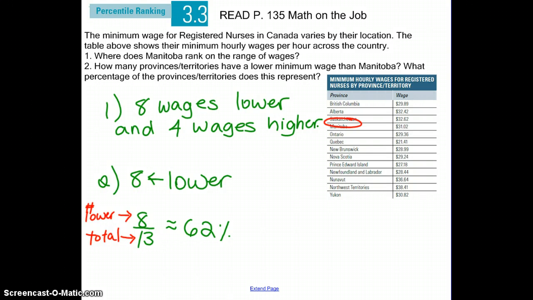Manitoba's right about here, 3102. Then number 2, we want to calculate this number as a percentage. So we know that there's 8 lower than Manitoba. To calculate a percentage, you take the value that you're looking at divided by the total value. So 8 divided by 13 is about 62% of provinces have a lower minimum wage for registered nurses.